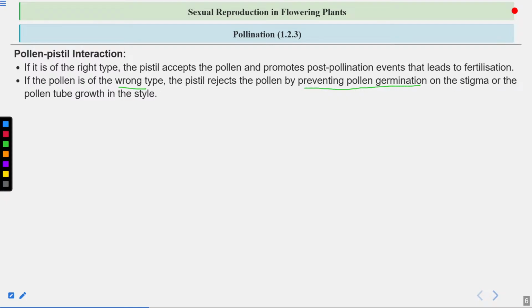It is not a two-way exchange in the form of dialogue, but yes, there is a dialogue in the form of release of chemicals, release of proteins, release of hormones.